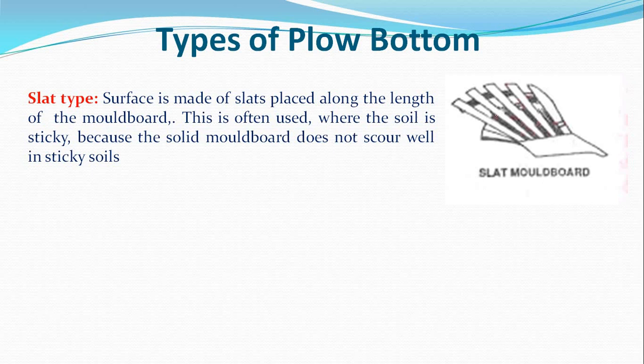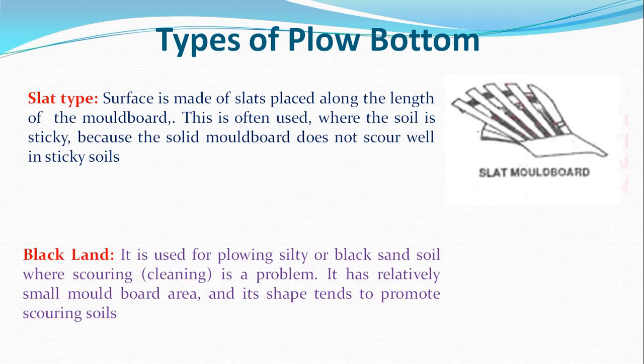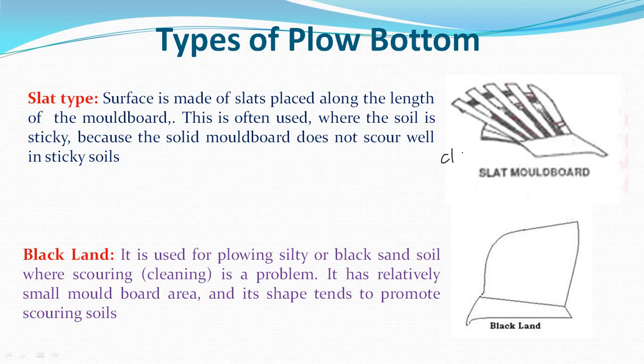Therefore the solid moldboard does not scour well in sticky soil. Therefore it is the perforated or slat type. This is generally used for sticky soil. This is the slat type. Then for blackland soil, it is used for ploughing silty soil. Generally this is clay soil, you can say this is clay and this is silty.